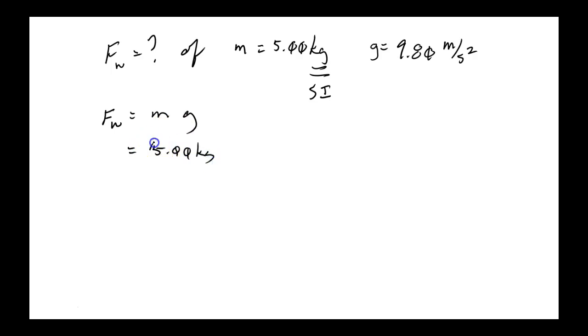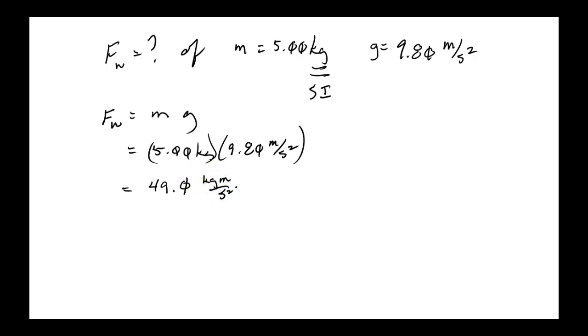5.00 kilograms. And what's your acceleration due to gravity? 9.80. What units? Meters per second squared. Okay, you multiply that out and you get 49.0. You have to have that third significant digit in there. And what units will that be? It'll be kilogram meter per second squared.